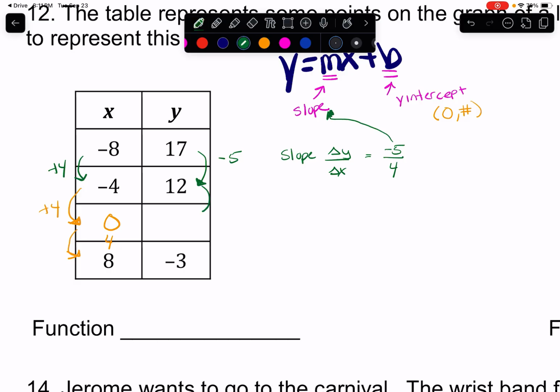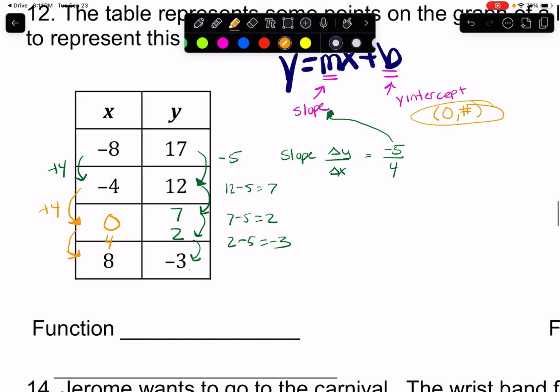All right, so let's come over here. If we continue this pattern, 12 minus 5 is going to give me 7. And then 7 minus 5 is going to be 2. And then 2 minus 5 is going to be -3, which is what we have there. Okay, so that works. So if we continue this pattern over and over again, it works. Well, again, the y-intercept is when the x is 0. Do we see an x value over here that's 0?